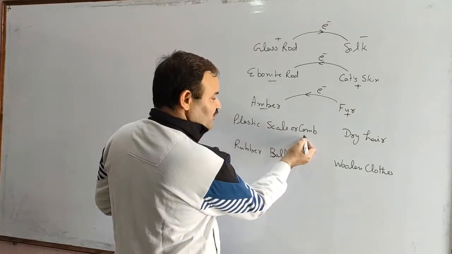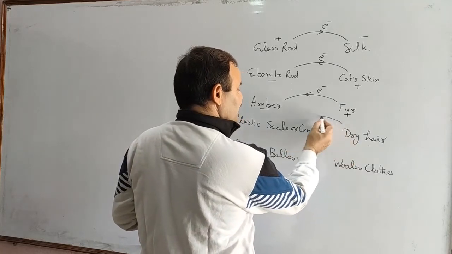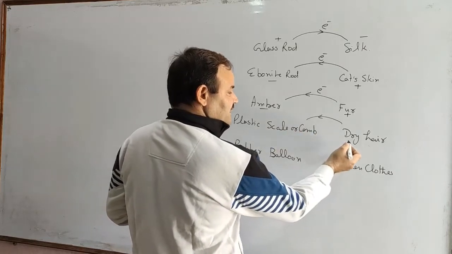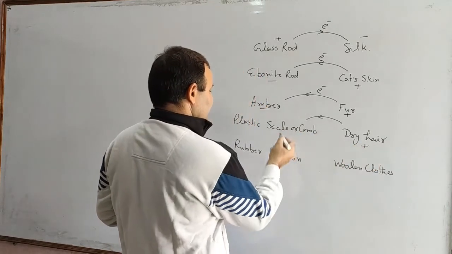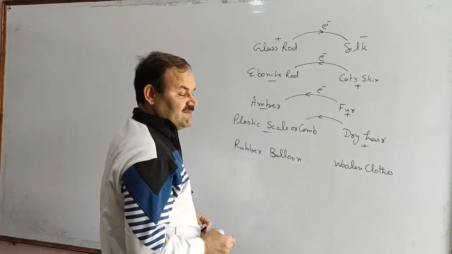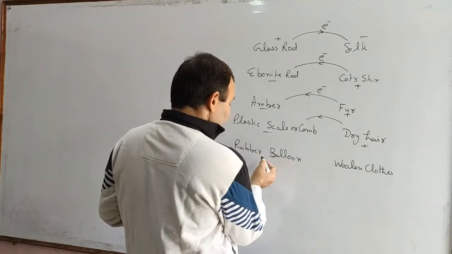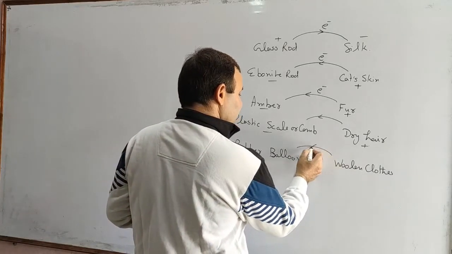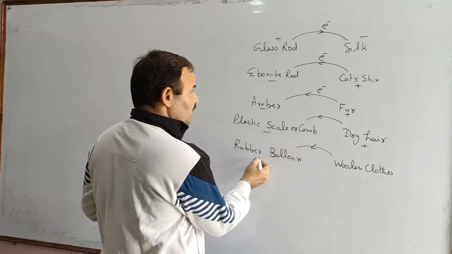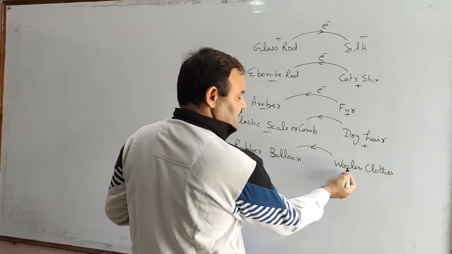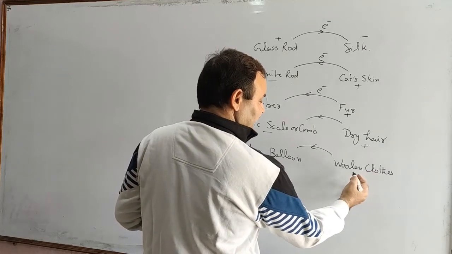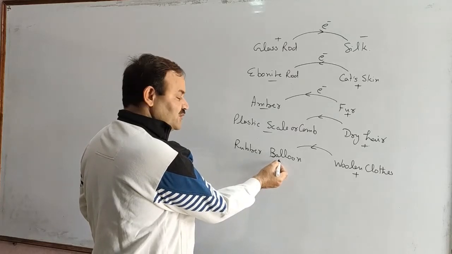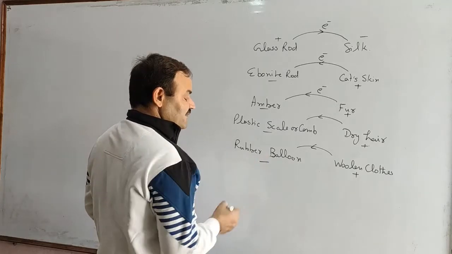When a plastic scale or comb is rubbed with dry hair, then electrons migrate from dry hair to plastic scale or comb, making dry hair positively charged while plastic scale or comb negatively charged. Similarly, when a rubber balloon is rubbed with woolen clothes, then electrons migrate from woolen clothes to rubber balloon, making a deficiency of electrons on woolen clothes and hence making it positively charged, while an excess of electrons on rubber balloon makes the rubber balloon negatively charged.